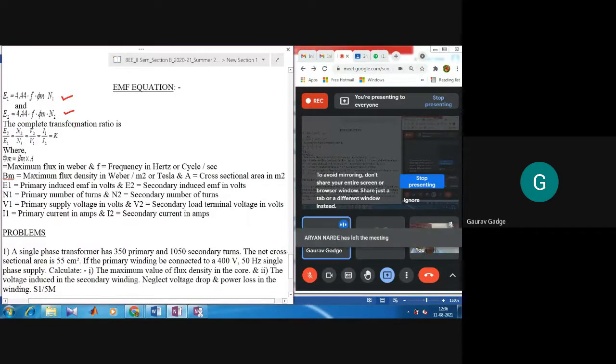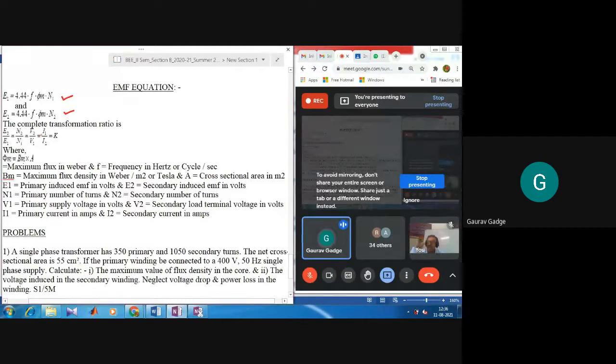So the complete transformation ratio is what? E2 upon E1 equal to N2 upon N1 is equal to V2 upon V1 is equal to I1 upon I2. Please remember, in the numerator, 3 parameters are of the secondary side: E2, N2, V2. But I1 is of the primary side, because voltage and current are inversely proportional. That point you have to remember for AC circuit for single phase.